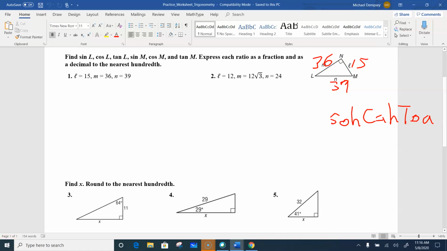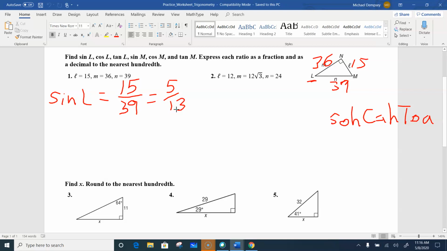So if we want to start with the sine of angle L, then we have to position ourselves here at L, and we have to look at the hypotenuse, which is going to be 39. That'll be the same denominator for cosine. And then we look to the opposite side, which is 15. So that's going to be 15 over 39. I can divide both of those by 3, and I get 5/13.